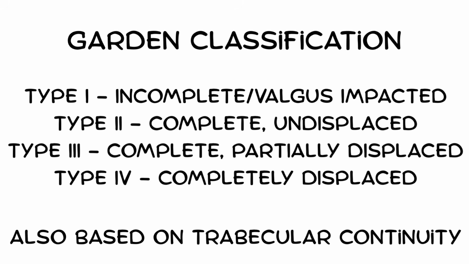Now Gordon's classification classifies neck of femur fracture into 4 types based on whether the fracture line is complete or incomplete, and whether the displacement is complete or incomplete. It also includes the trabecular continuity in the acetabulum and the head of femur.